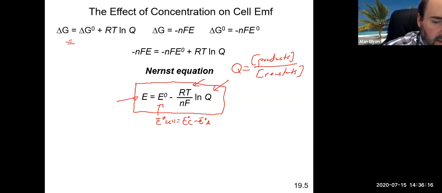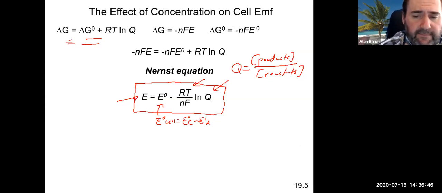Just like normal, our coefficients become our exponents and everything like this. So we use the Nernst equation kind of similar to how we use this equation here, when something is not under standard conditions. Remember that standard conditions means pressures of 1 atmosphere, molarity of 1 molar, and temperature of 298 K or 25 degrees Celsius.